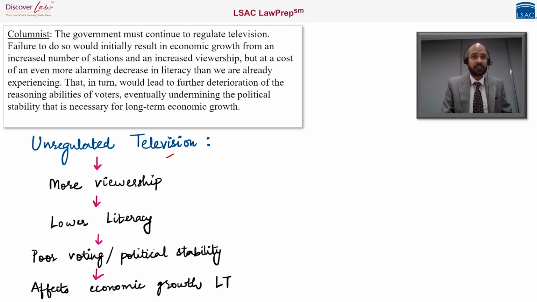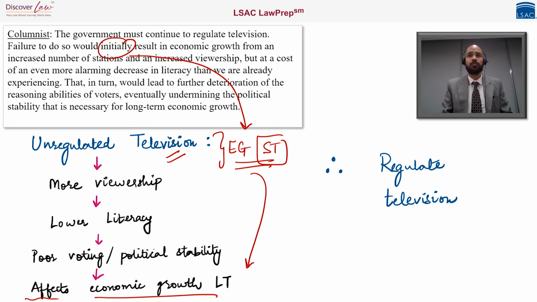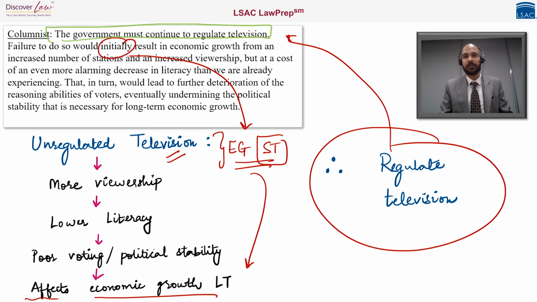So unregulated television might give you economic growth in the short term. That's what you see here. Initially, it could give you economic growth in the short term, but eventually it will affect economic growth in the long term. Therefore, you should regulate television, is what the conclusion says. Once you've been able to understand this argument, finding the answer is not a problem. Let us look at the options now.